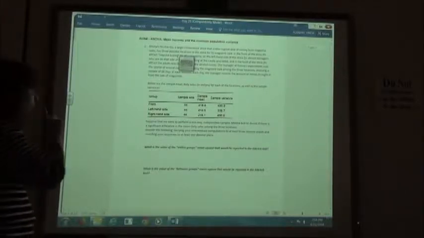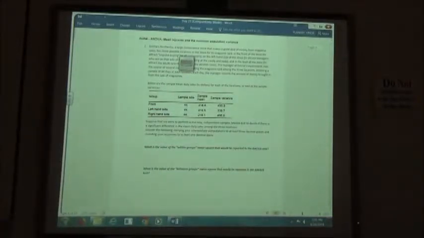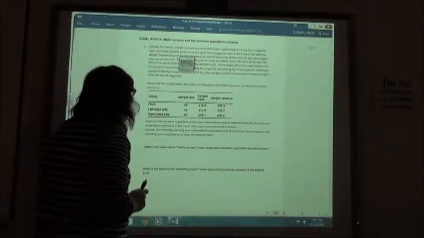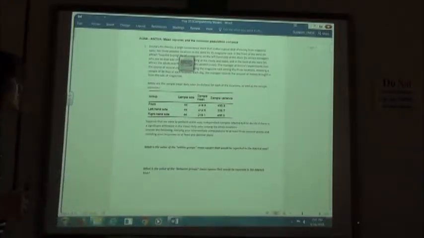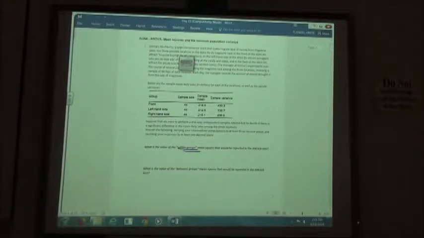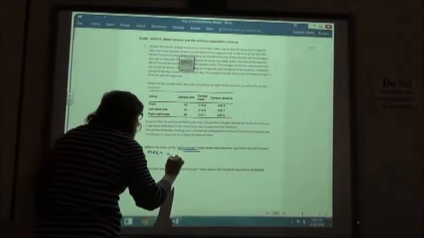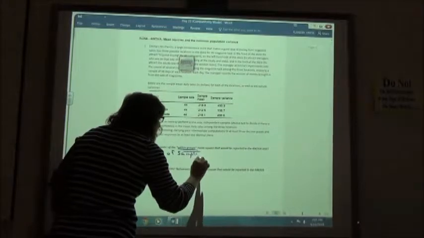Suppose we were to perform a one-way independent sample ANOVA test to decide if there's a significant difference in the mean daily sales among the 3 locations. Answer the following, carrying your intermediate computations to at least 3 decimal places and rounding your responses to at least 1 decimal place. So, when they ask you what is the value within the group means, what we're going to do is find the mean of the sample variance.